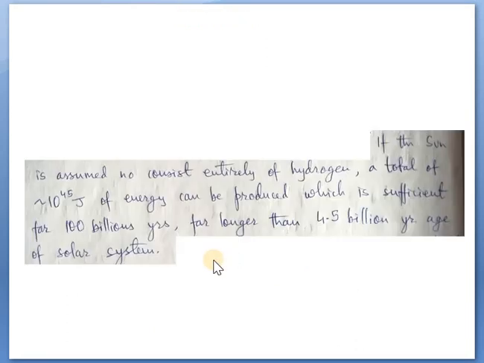Now, if the sun is assumed to consist entirely of hydrogen, then what will happen? A total of 10 to the power 45 joules of energy can be produced, and you can check using the luminosity. You can do this calculation yourself, and you will see that this amount of energy is sufficient for 100 billion years, which is much longer than the 4 billion year approximate age of our solar system. So this means that indeed it is the nuclear reaction which is responsible for the stellar energy.